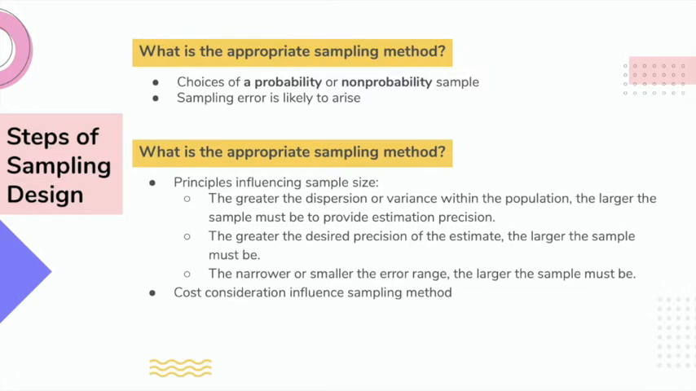The principles influencing the sample size are: the greater the dispersion or variance within the population, the larger the sample must be to provide estimation precision. The greater the desired precision of the estimate, the larger the sample must be. And the narrower or smaller the error range, the larger the sample must be. And here, cost considerations influence the sampling method.